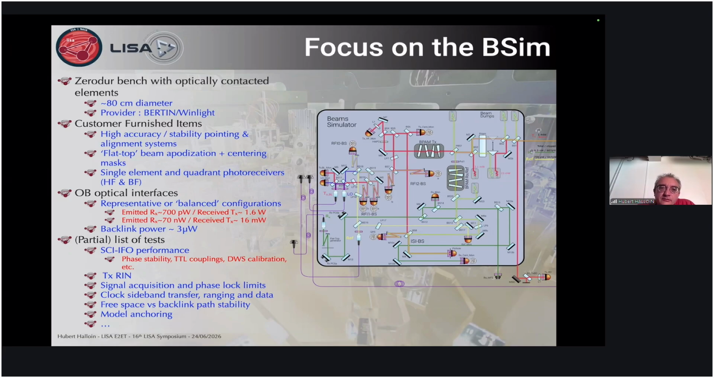We also need to simulate the light coming from the distant spacecraft so that we have the production of what we name a flat top beam. We also need some extremely accurate centering masks. And of course, on this optical bench, there are a lot of different photoreceivers, either single element or quadrants, working at low frequency or in the beat note frequency range, in the megahertz to 60 megahertz beat note frequency.